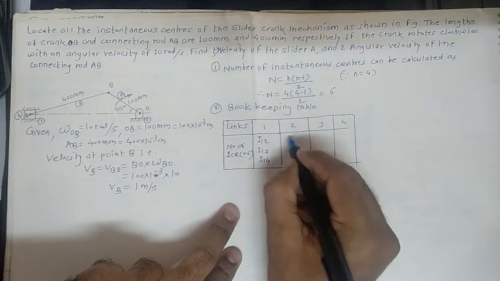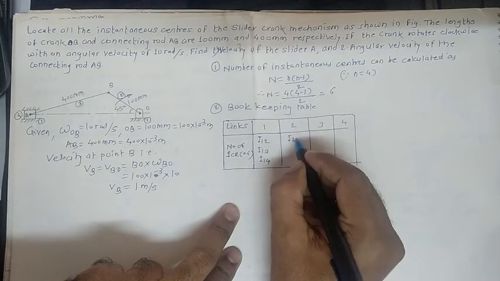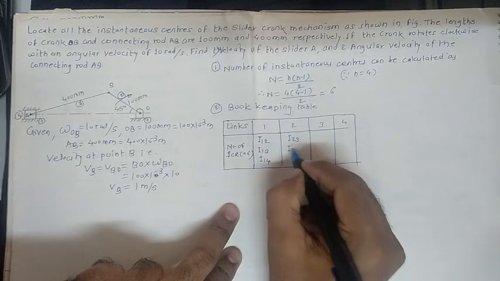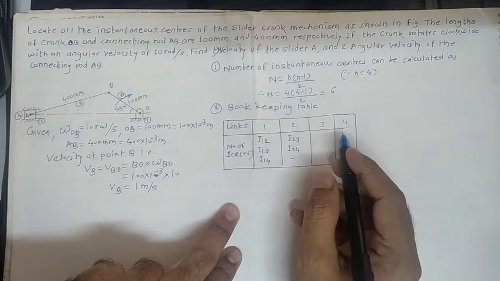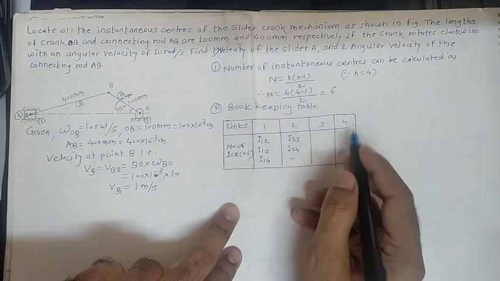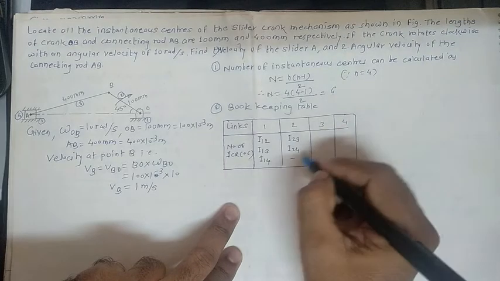Now the next one, number 2. Next to this number 2, 3 will come, next to this 3, 4 will come. Apart from this 4, no other number is available with us next to this 4, so give a dash here.